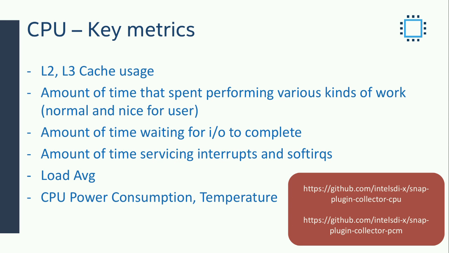Another key element is the amount of time waiting for I/O to complete. Because there's no simple way to manage it, most of the time the CPU will be managing I/O, especially for some workloads, so it's one of the key metrics. Another is of course all the interrupts and soft IRQs, especially compared with the time your CPU is spending on the ticks. Every time there's a tick, you have all those interrupts.